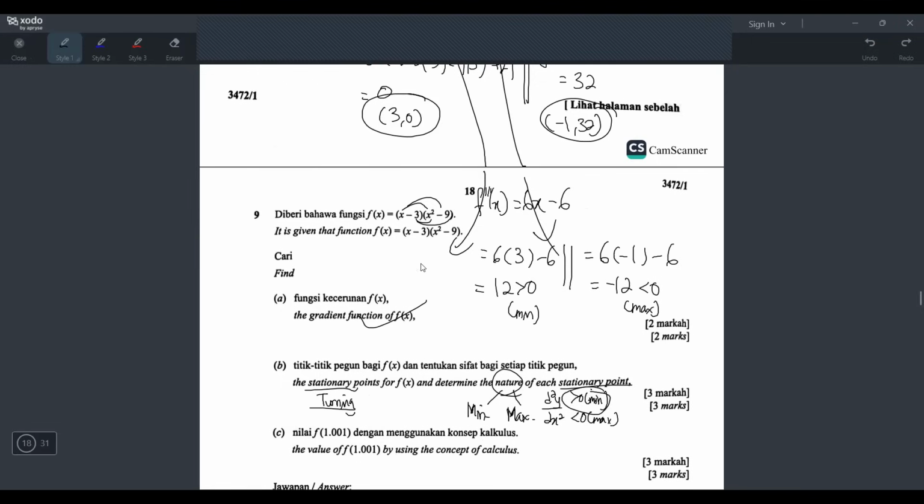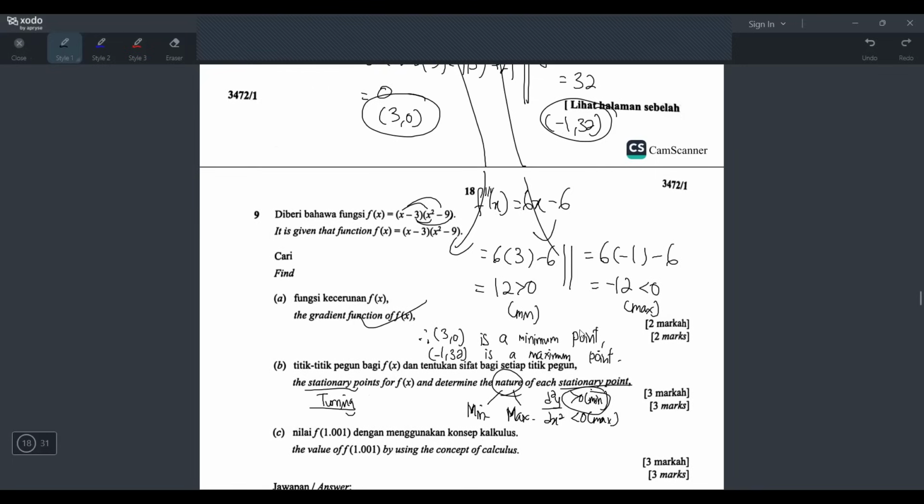Okay? So I'm just going to write it here. 3, 0 is a minimum turning point. Is a minimum point. And then the other point, which is negative 1, 32, is the maximum point.